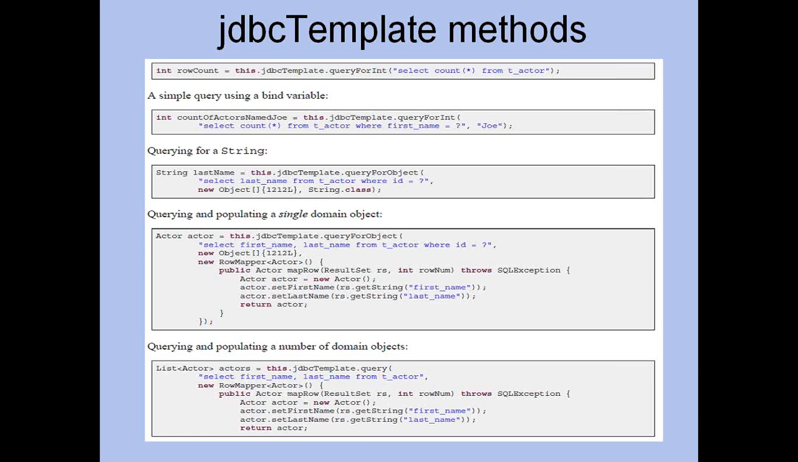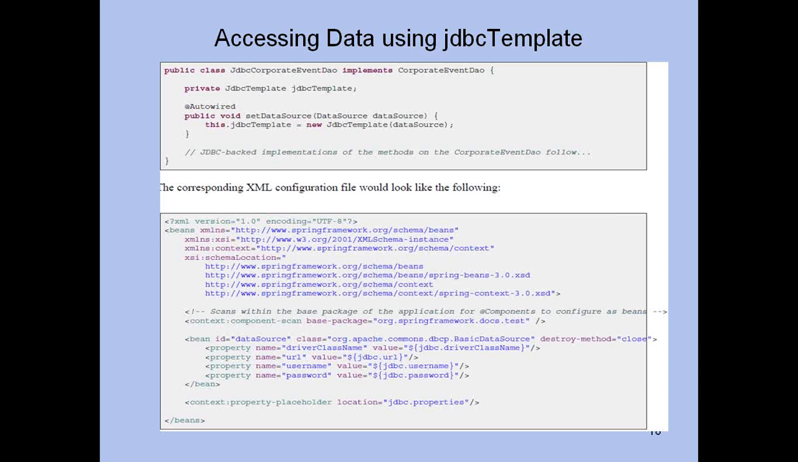Let's see how the JDBC template looks before we talk about named parameter JDBC template. So look at the JDBC template methods. In your class there is a JDBC template property defined, and the value for this JDBC template will be injected from the Spring configuration file. How to do that? See this, we have defined a variable called JDBC template, and there is a setter method called set data source.